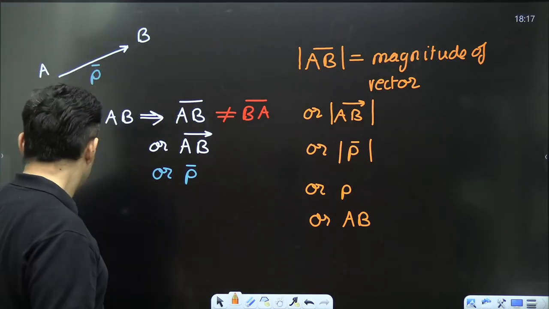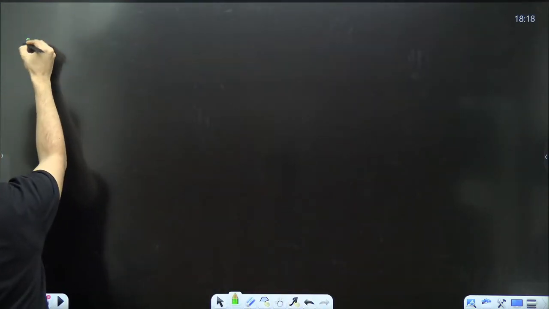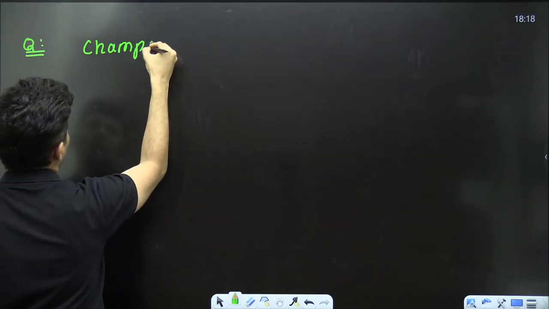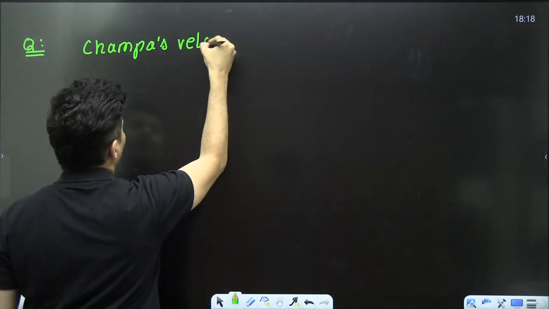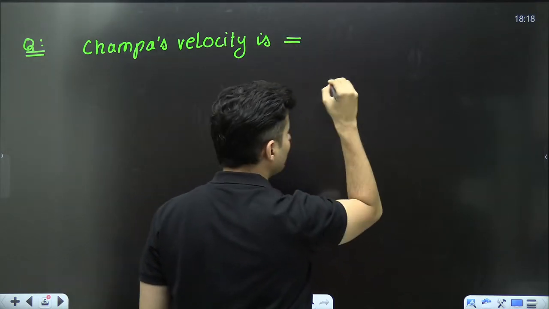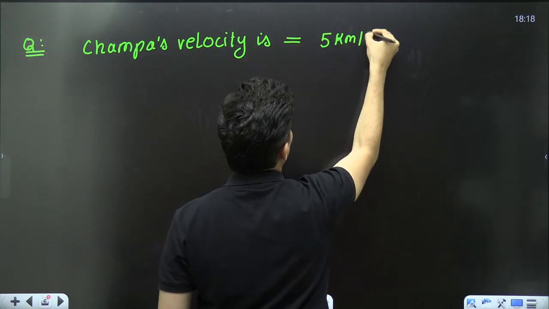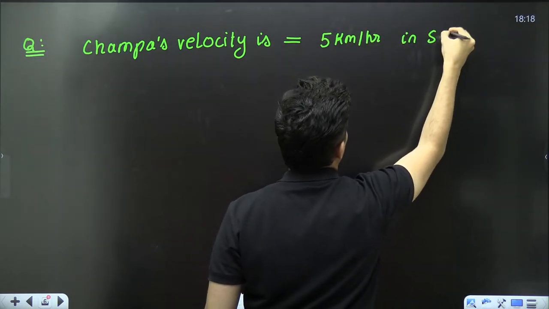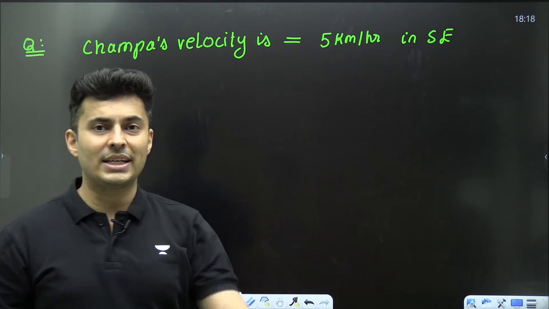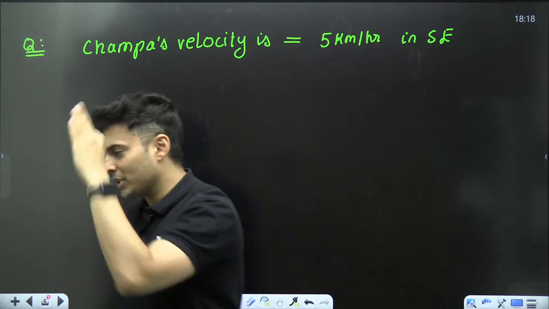Awesome. Guys, I have a question for all of you. Is this correct? Imagine I tell you, Champa's velocity is equal to 5 kilometers per hour in the southeast direction. Is this the right way of writing Champa's velocity? Yes or no, guys? Come on, put it up in the chat box. Just type it out.